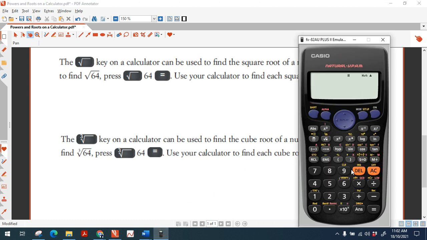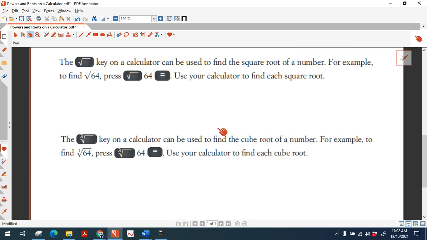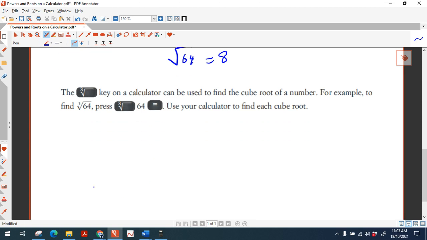So the square root button is just here. You can see a little square root symbol with a little blank inside. So press the square root button, then 64, and then equals, and that gives you 8. So do that again. Clear it. Square root button, 64 equals 8. So let's write down our answer. So square root of 64 equals 8.